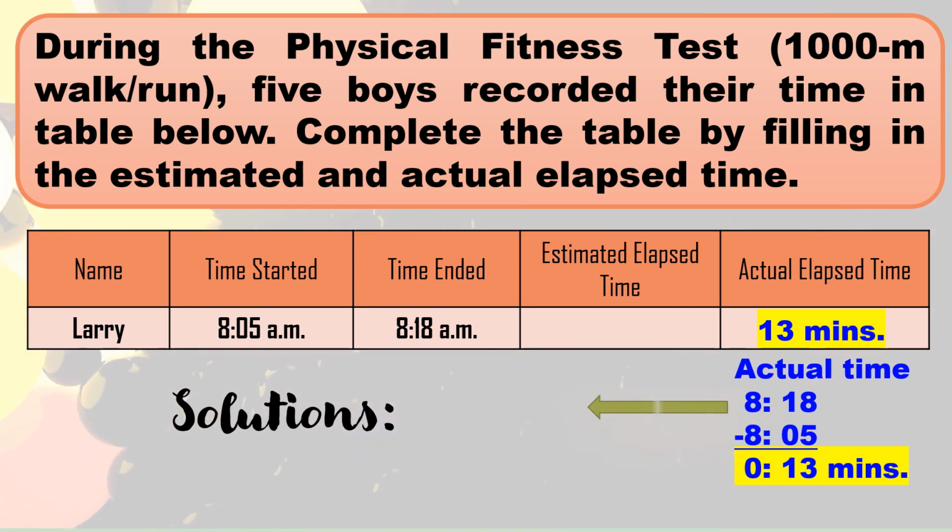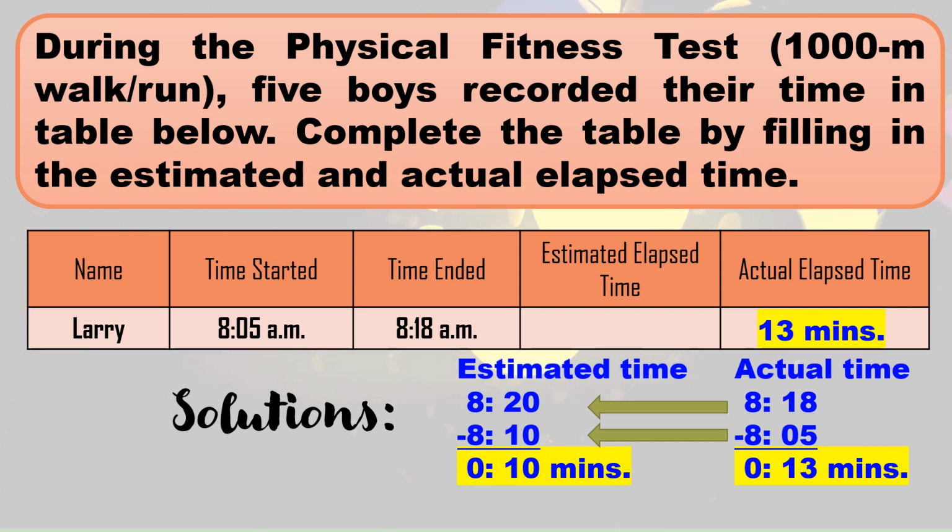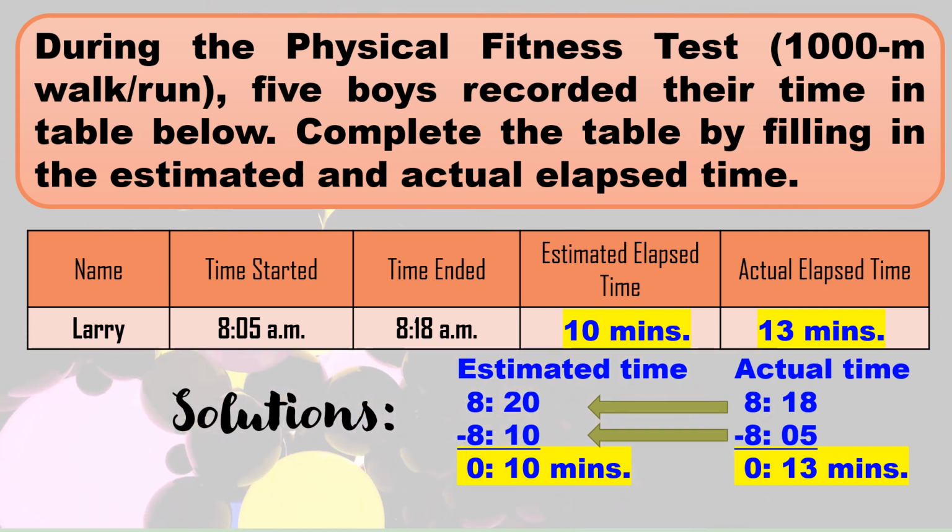Now, by estimating, by rounding the numbers, 8:18 becomes 8:20 and 8:05 becomes 8:10. So, subtracting 8:20 minus 8:10 is 10 minutes. So from the actual time of 13 minutes, it will be rounded down to 10 minutes. Estimated.